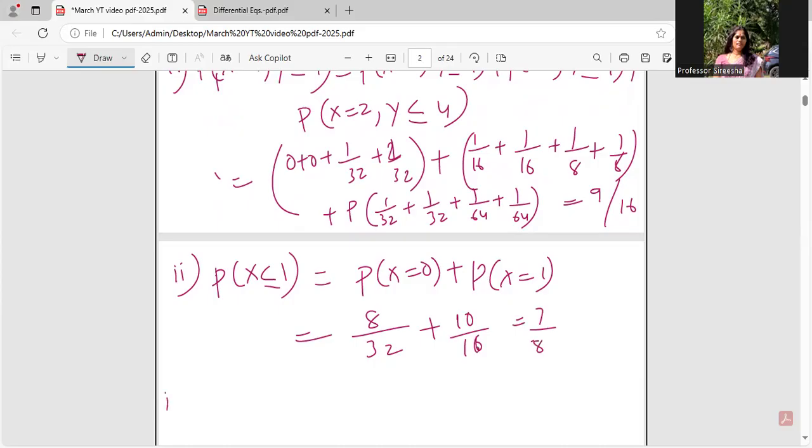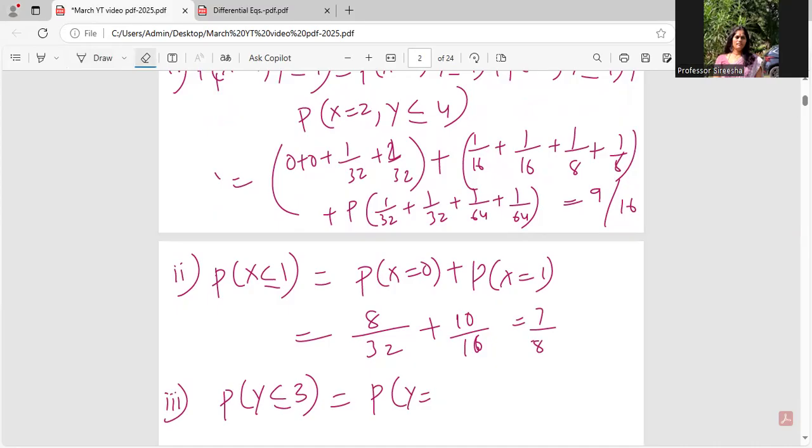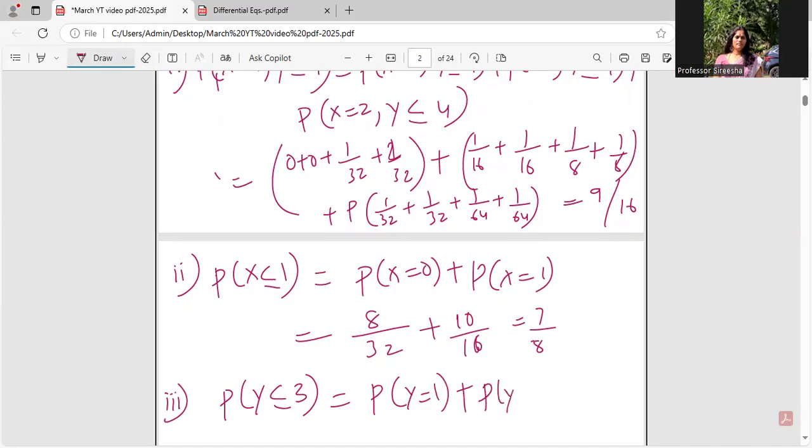Third one, that's the reason I've written the marginal distributions. P of y less than or equal to 3. How many values are there? P of y is equal to 0? No, the y values start from 1 only, so no 0 is there. P of y is equal to 1, P of y is equal to 2, and y is equal to 3. Equal to is there, so 3 is also included.